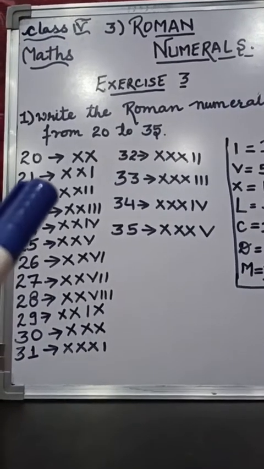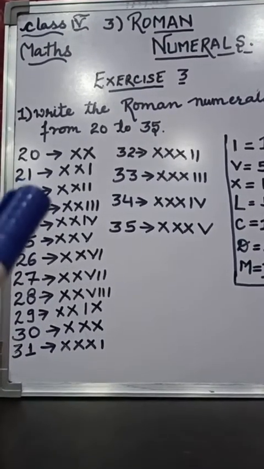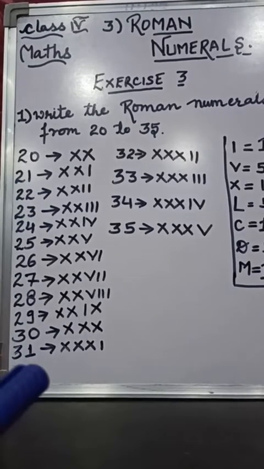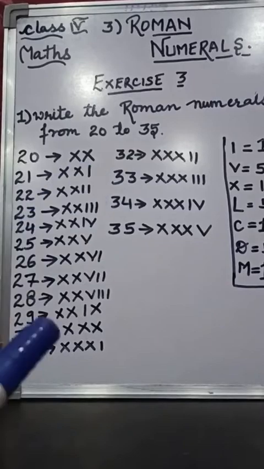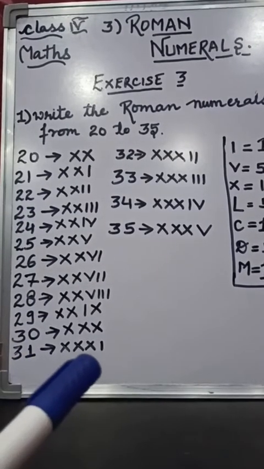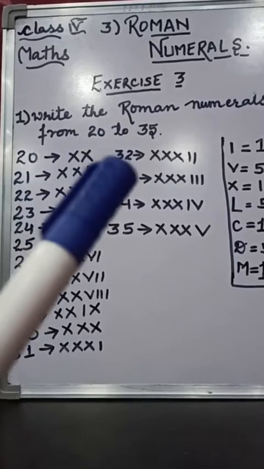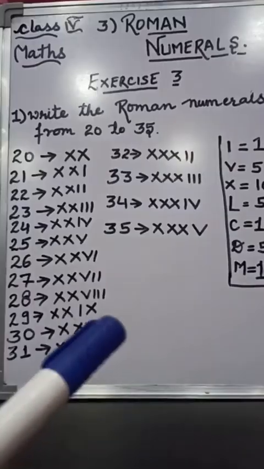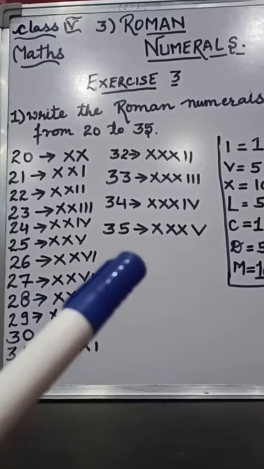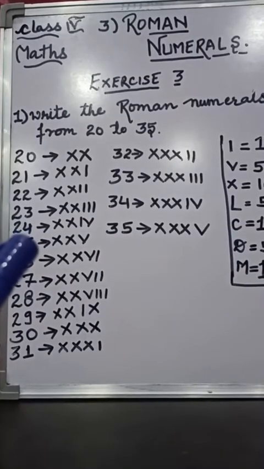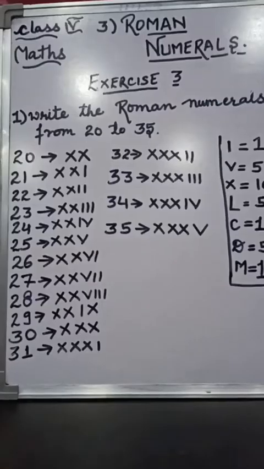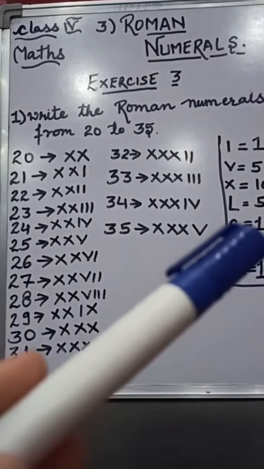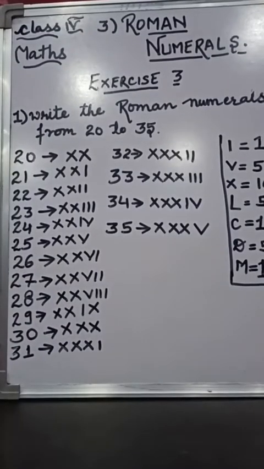Now on the same pattern as 21, 22, 23, we will do 31, 32 till 35 and so on. So 31, again 3 X and I. 32, 3 X, II. 33, 3 X, III. 34, 3 X, and IV, the same as 24. Then 35, XXX and V. That is, the value of V is 5. Clear all of you?